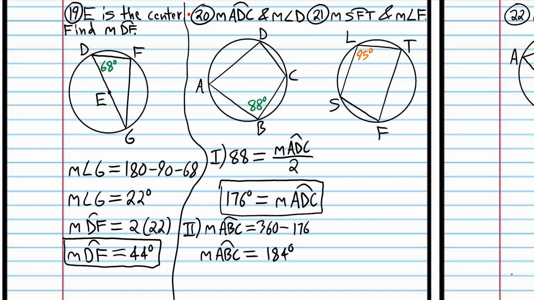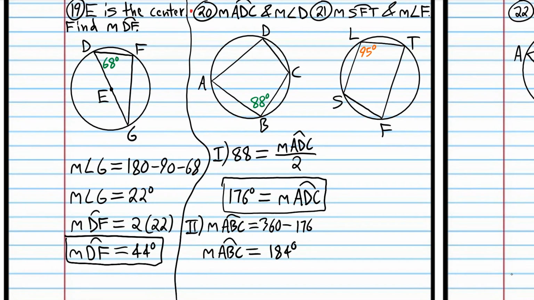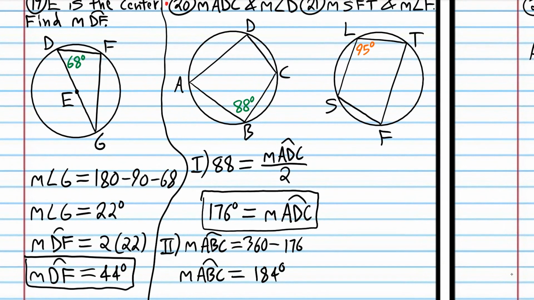So what did we just find? We just found the orange arc ABC by subtracting this arc from 360, because again the total rotation is 360. So measure of arc ABC is 184. So you might be thinking, I don't get it. Who cares? Well, now that we have that arc, we can go backwards and find this intercepted or inscribed angle.